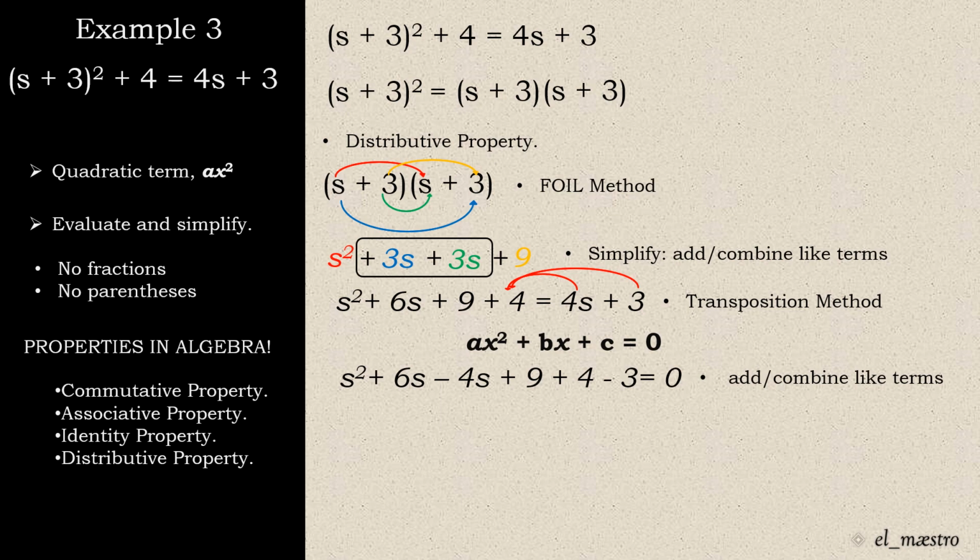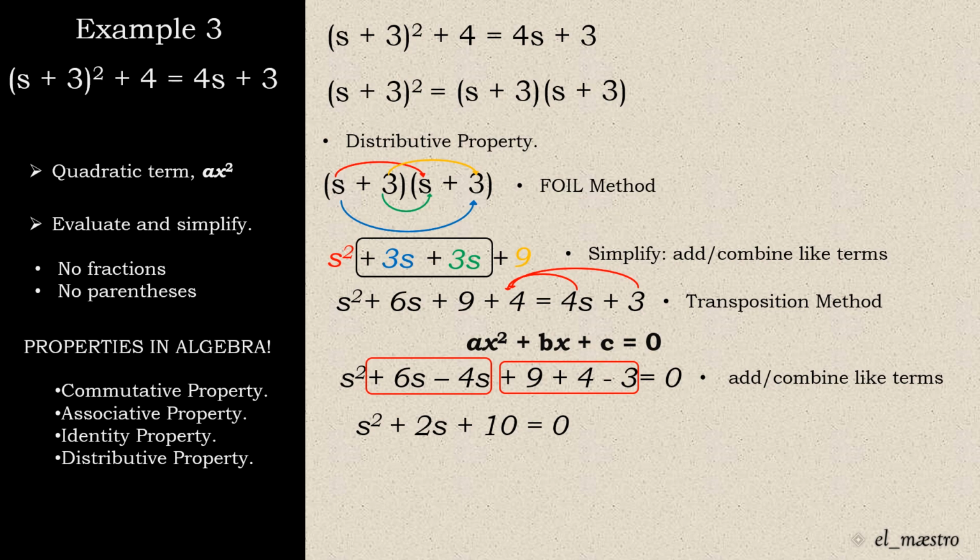So look at these like terms. Okay, these are the like terms. So 6s minus 4s, how much? 2s. 9 plus 4 minus 3. Correct, that is 10. So your equation now is s squared plus 2s plus 10 is equal to 0.